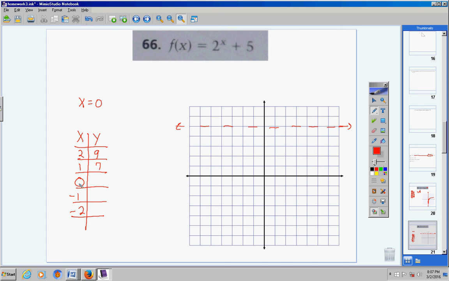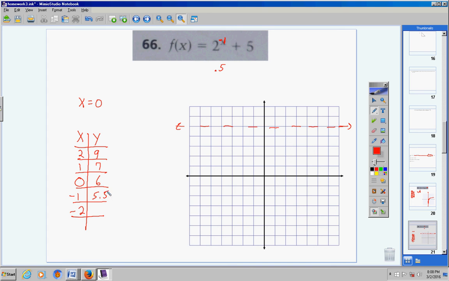Now we'll put a 0 in for x. 2 to the 0 power is 1. Anything to the 0 power is 1. So 1 plus 5 is 6. Now we'll put a negative 1 in for x. If you can't do these in your head, then use a calculator. 2 to the negative 1 is 0.5, and 0.5 plus 5 is 5.5.